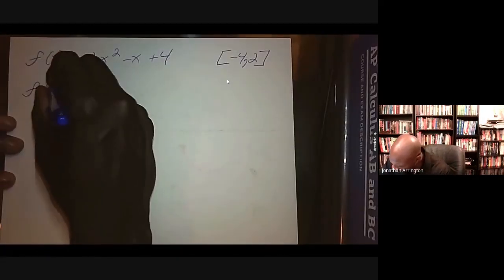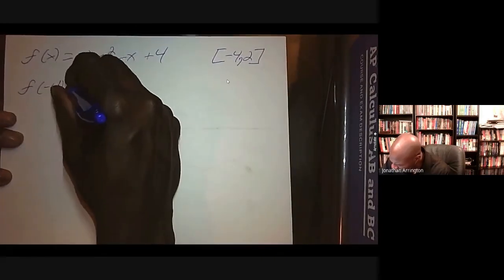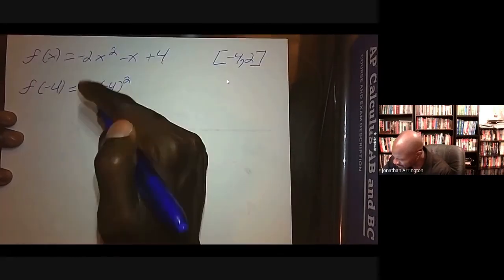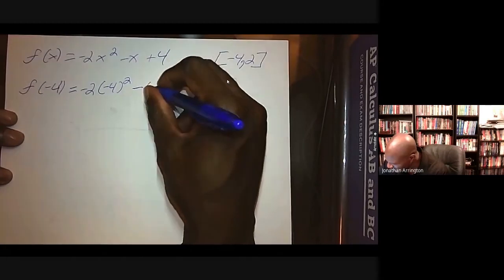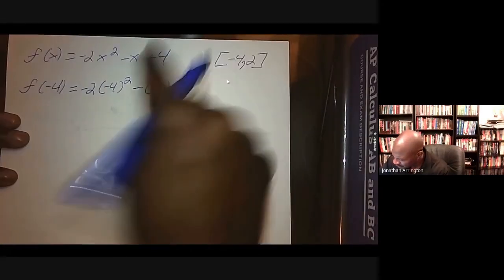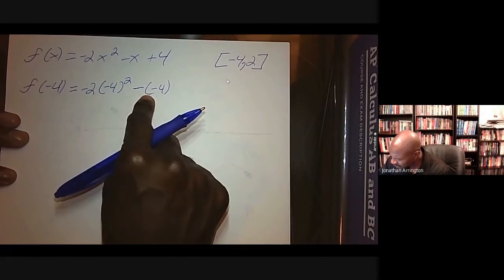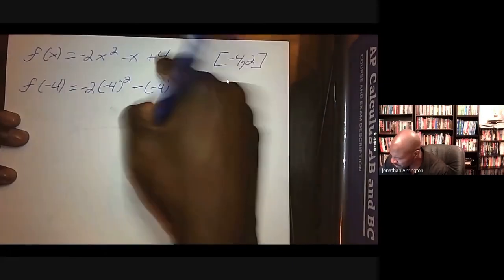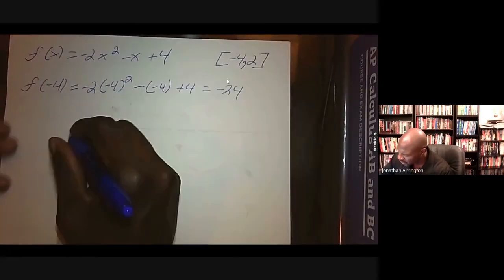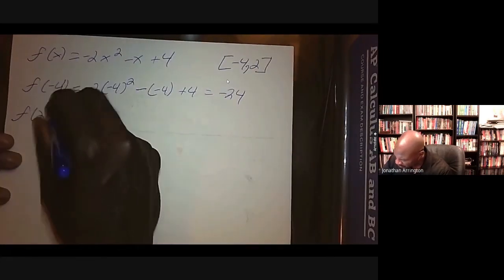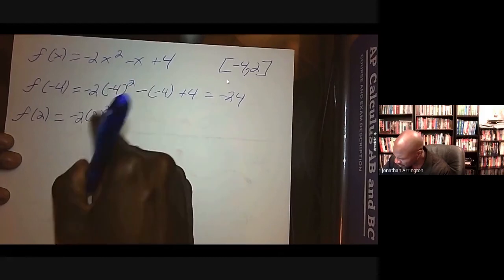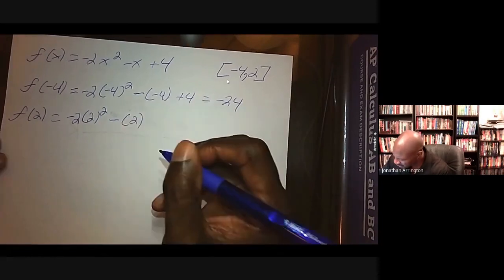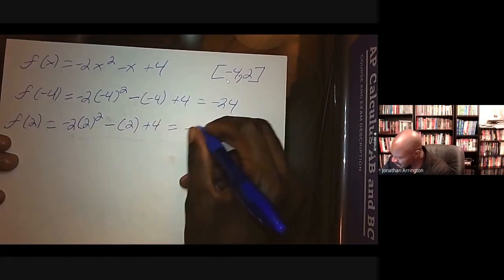So let's find f of -4, and that's going to be -2 times -4 squared. That's 16 times -2. That's -32 minus -4. So that's going to be +4. So I have -32 plus 4. That's -28. Plus another 4, this 4 right here, that's -24. And then f of 2 is -2 times 2 squared, that's 4 times -2, that's -8. So -8 minus 2, that's -10, plus 4, that's -6.